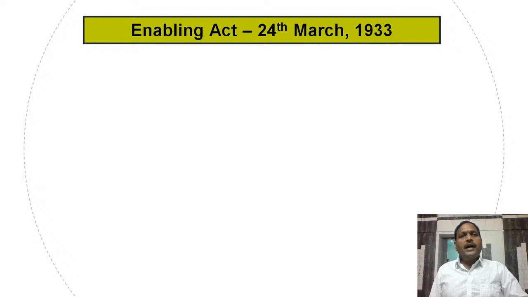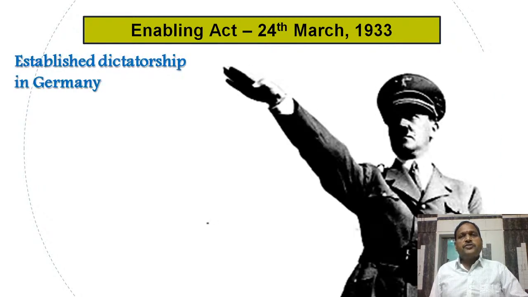While he was in power, an Enabling Act was enacted on 24th March 1933. With the Enabling Act, what happened? It established a dictatorship in Germany. That means he had no limits to his power. He acted as a dictator and implemented a dictatorship type of government in Germany.